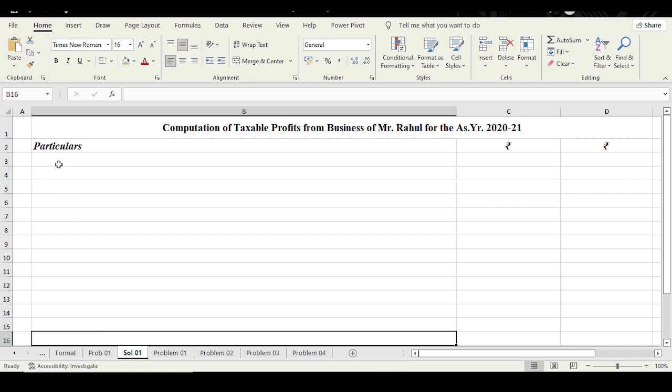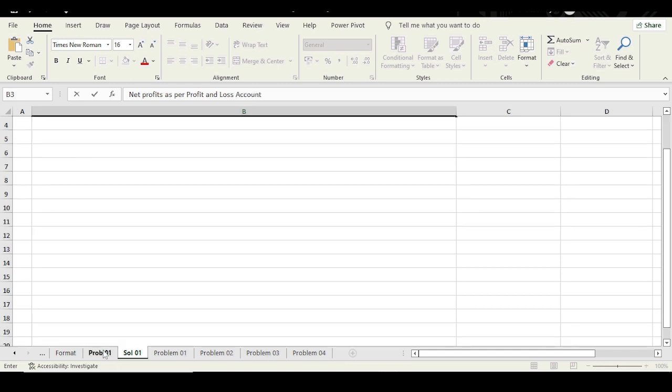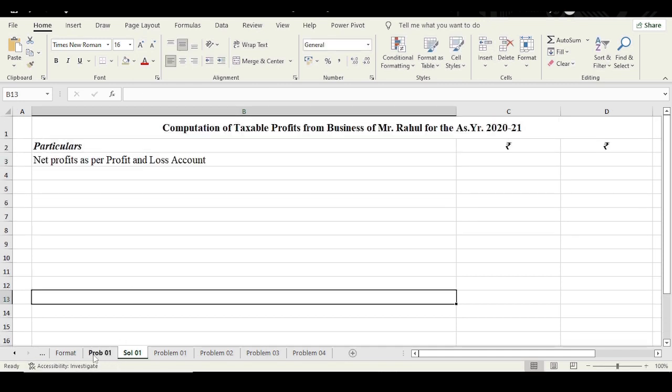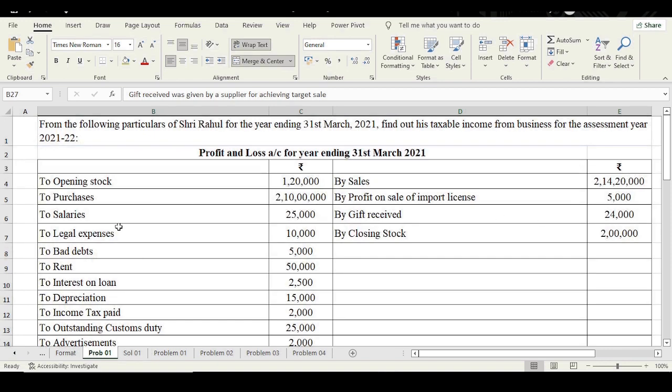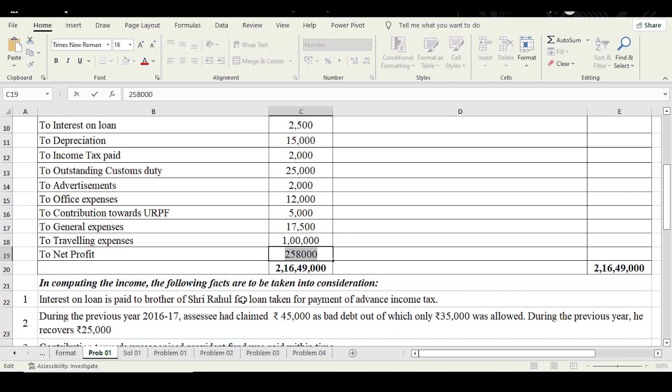Okay, let us solve the problem. We start with net profits as per profit and loss account. Net profits as per profit and loss account is 2,58,000.